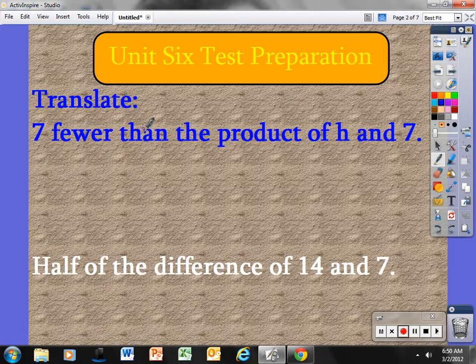Some translations of word phrases and writing them into algebraic expressions. This was something that hurt us a lot, dinged us up, not only back in Unit 3, but also on this pre-test. So I have 7 fewer than. Okay, when I see fewer than, I automatically know this is coming second or possibly even last in my expression, because I am starting with something and I'm going to take 7 away from it. So it's going to be 7 fewer than the product.